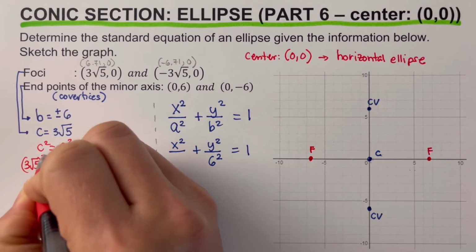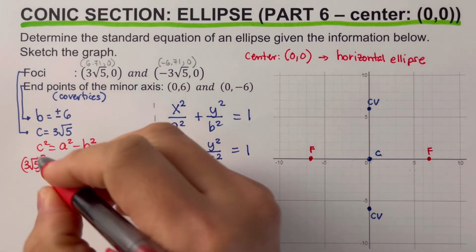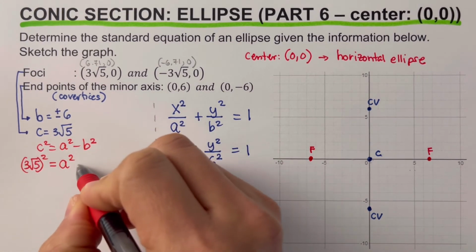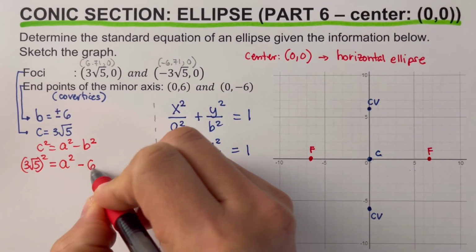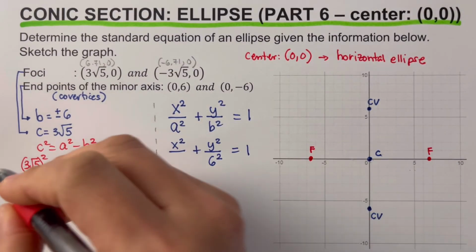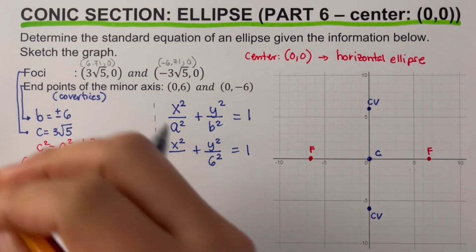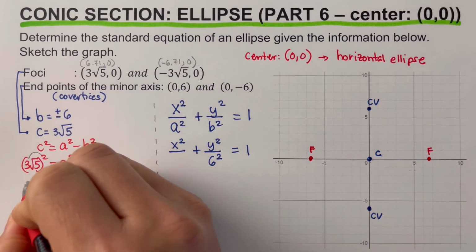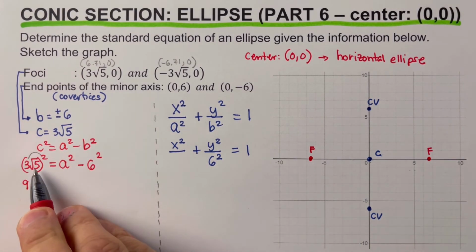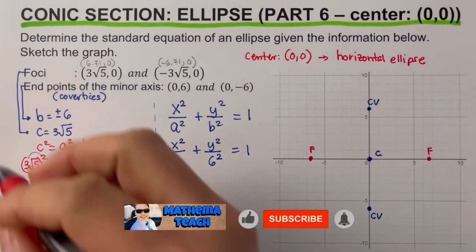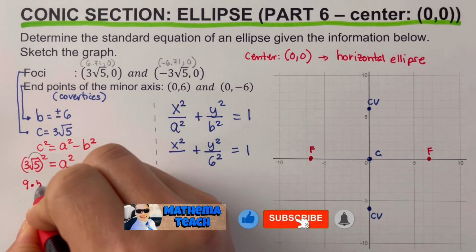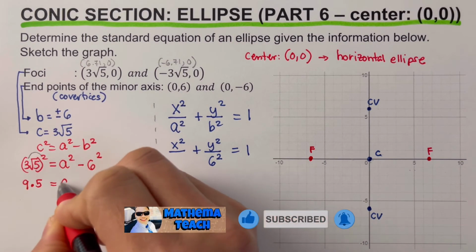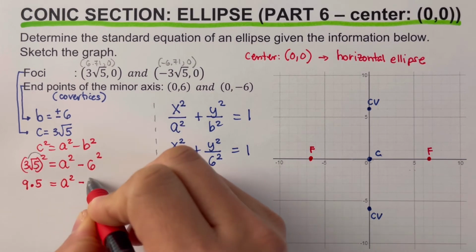And then we're going to square it, equals our A is missing. So I keep that as A squared minus our B is 6, and then square it. So this is going to come out. We square this 3. So 3 squared is 9. And then square root of 5 squared is just 5. So I can go ahead and write 5 there. And then A squared minus 36.